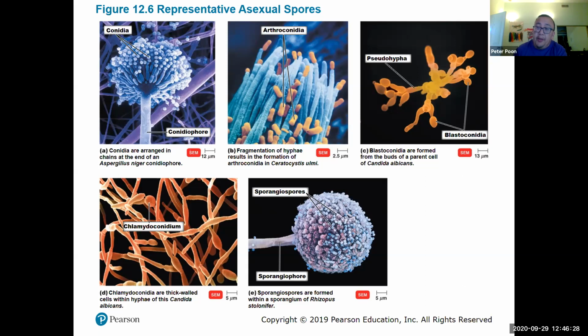So unlike endospores in bacteria, which are not for reproduction, the spores in fungi are for reproduction.